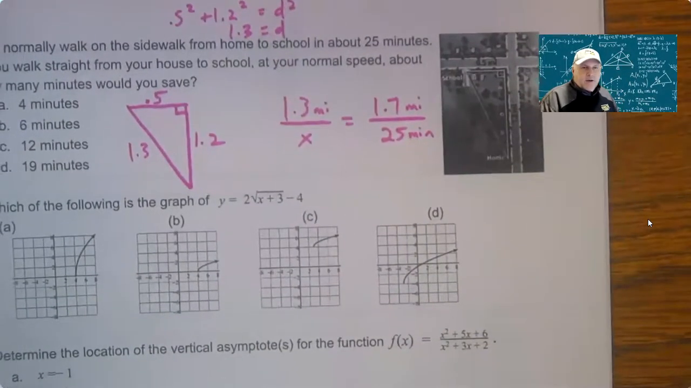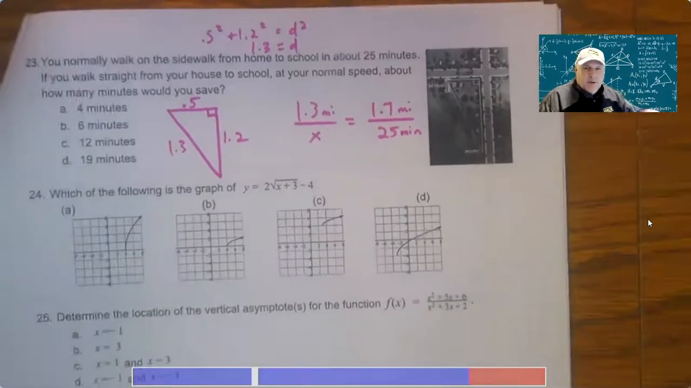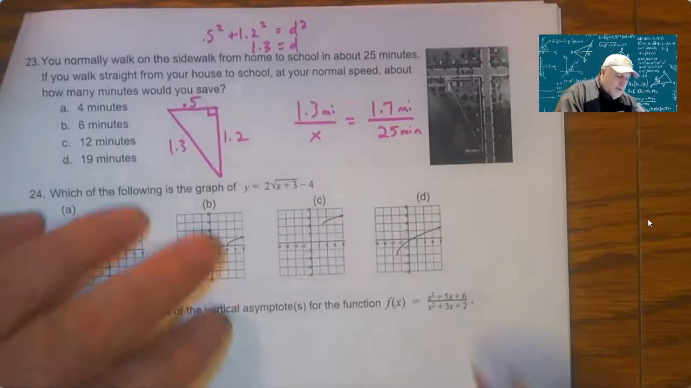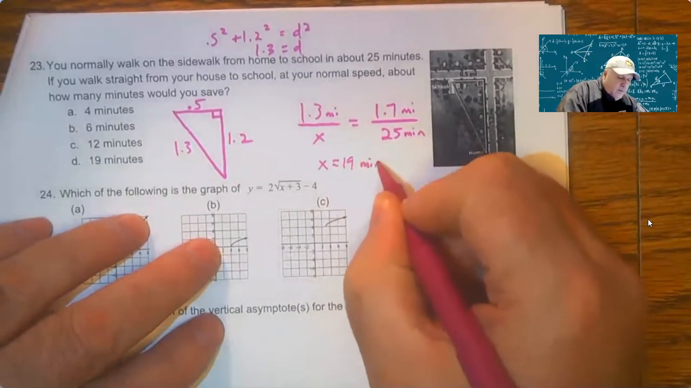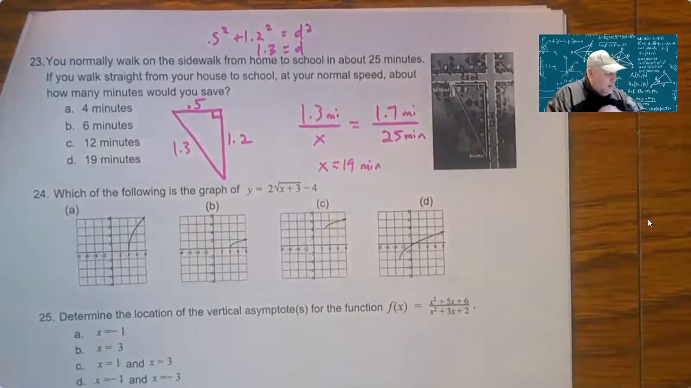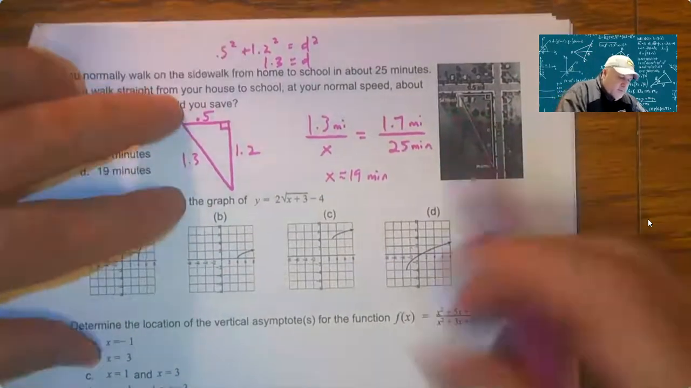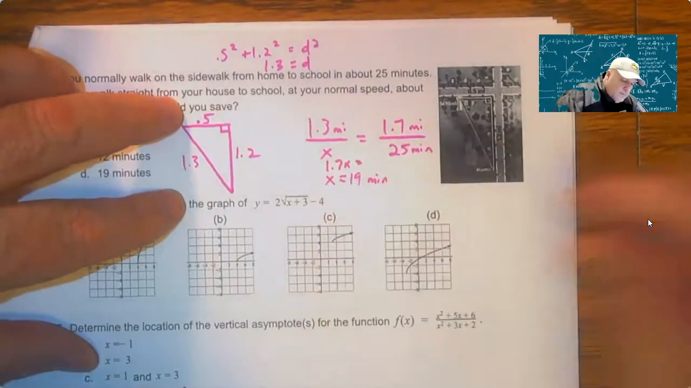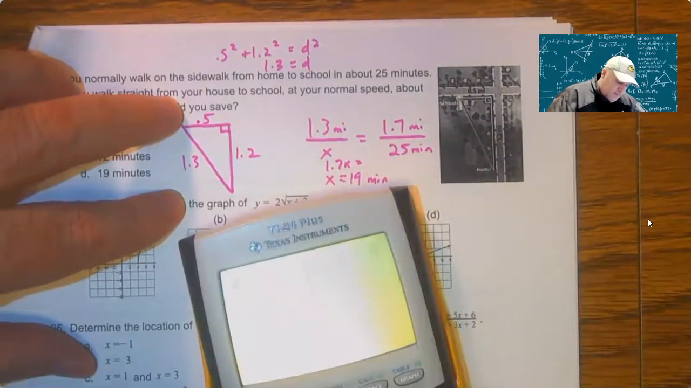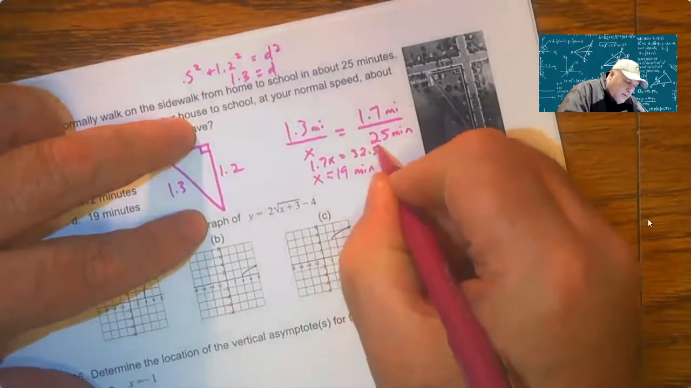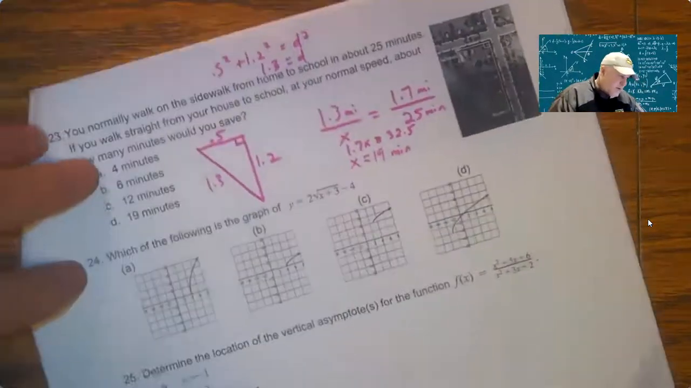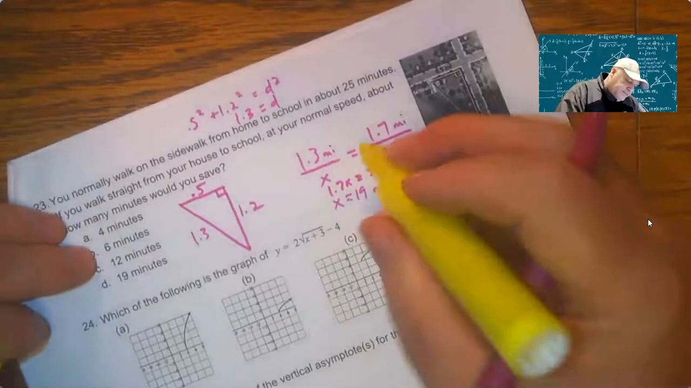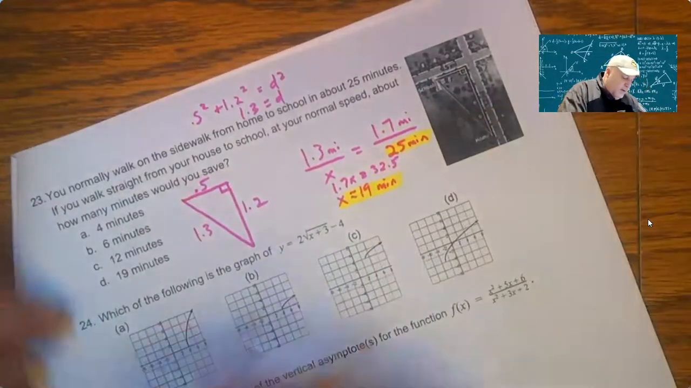So this is a Pythagorean theorem question and a proportion question. When you solve this proportion, you get about 19 minutes. So you do the cross product, 1.7x equals 1.3 times 25, 32.5. Then you solve that by dividing both sides by 1.7. So 19 minutes. So how much time did you save? You look at that compared to that, 6 minutes.